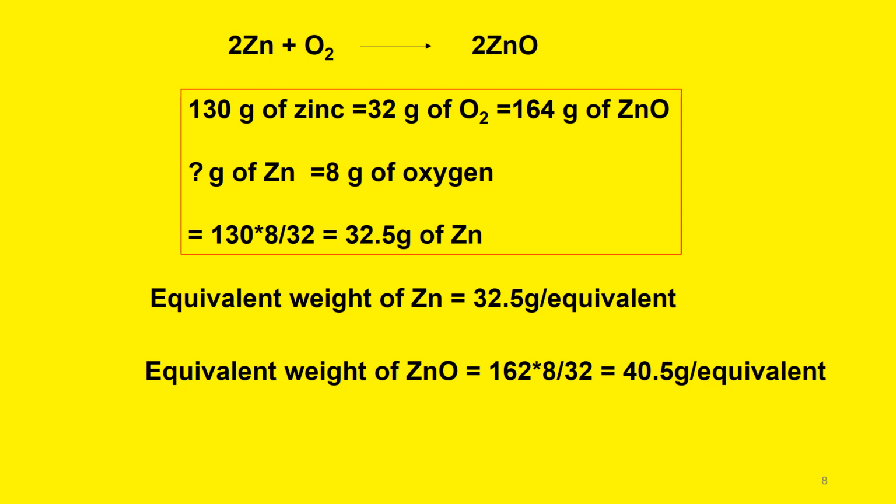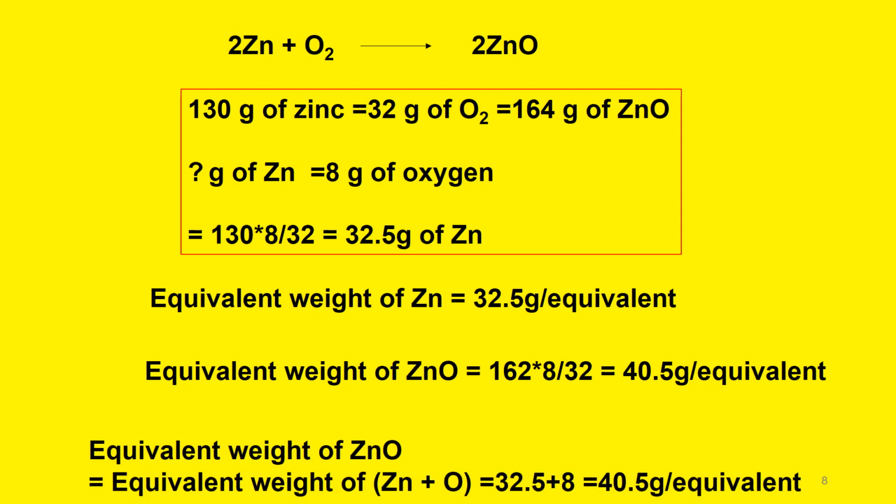The equivalent weight of a compound can also be calculated by adding the equivalent weights of its atoms. In the case of zinc oxide, zinc has an equivalent weight of 32.5 and oxygen has an equivalent weight of 8. Therefore, zinc oxide has an equivalent weight of 40.5 grams per equivalent.